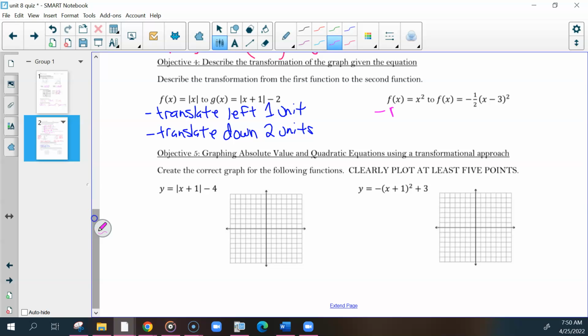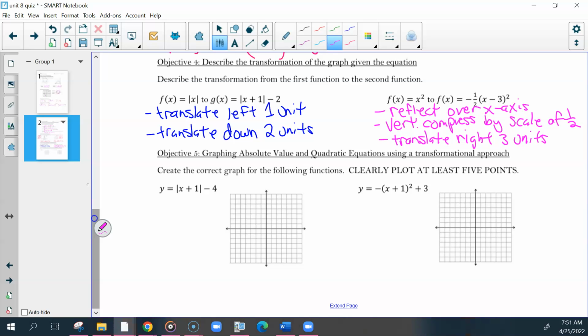It does not matter the order, but we had reflect, we had a vertical compression, and a translate. So reflect, it's on the outside, so that would be a vertical reflection over the x-axis. Vertical compression by a scale of 1/2. And translate on the inside, that would have to go to the right. And each of those were worth 1 point as well. What questions do we have on that section?